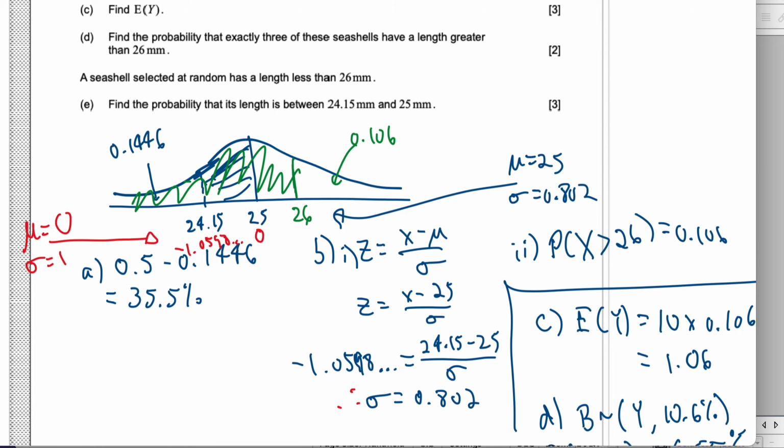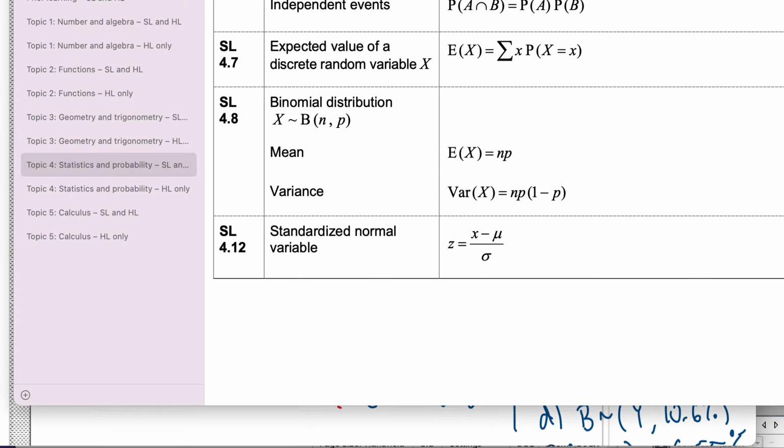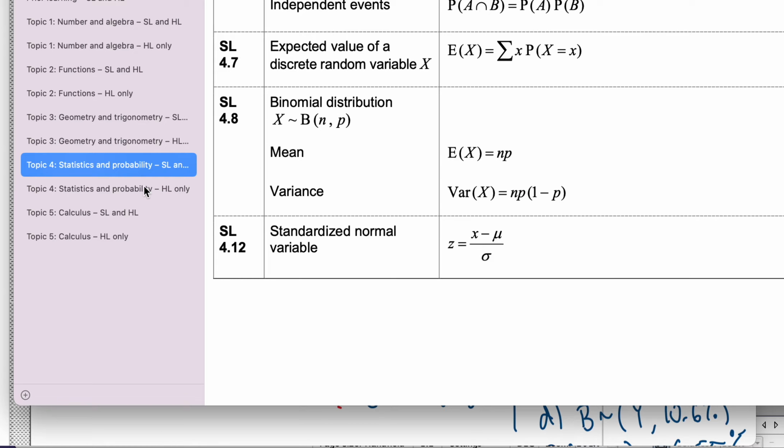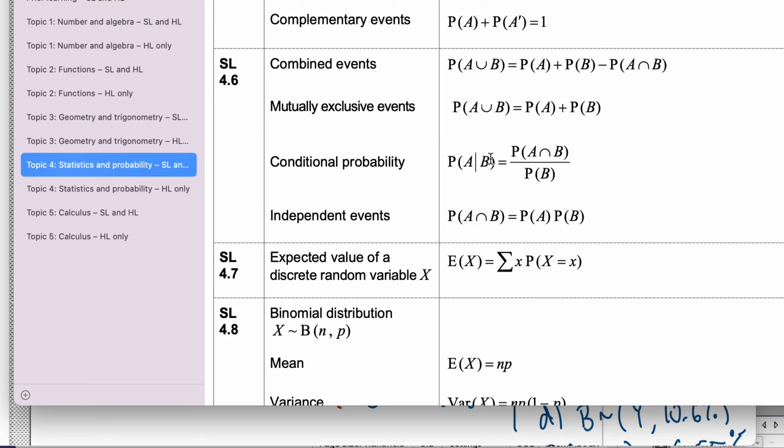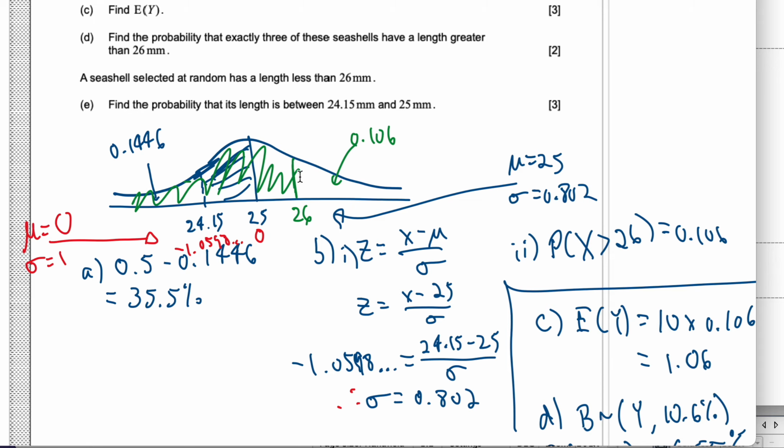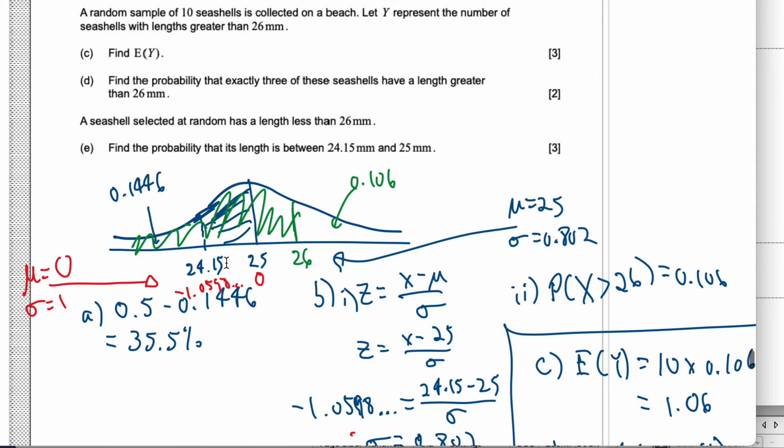I strongly recommend you understand the formula, rather than just going straight to the formula. But if it helps, this is technically what we are looking at. Okay, probability of A given B. And the denominator is this green area that I'm looking at here, less than 26 millimeters. And find the probability that it's in between 24.15 and 25. So I think we already have that from somewhere. It's whatever this value was, and that was this 35.5%.